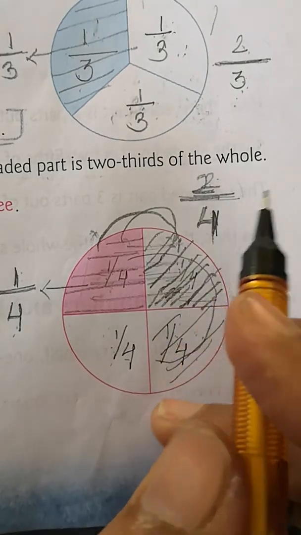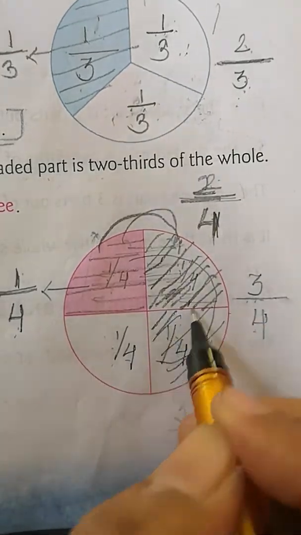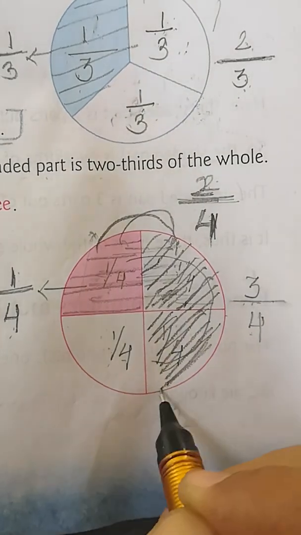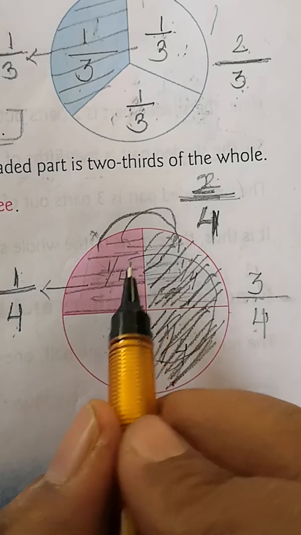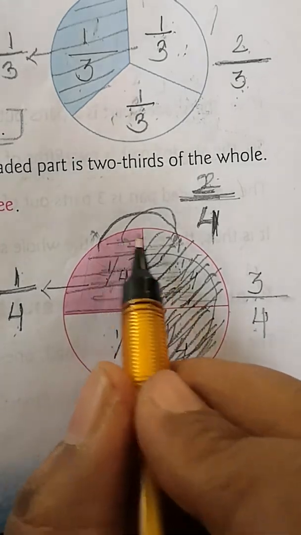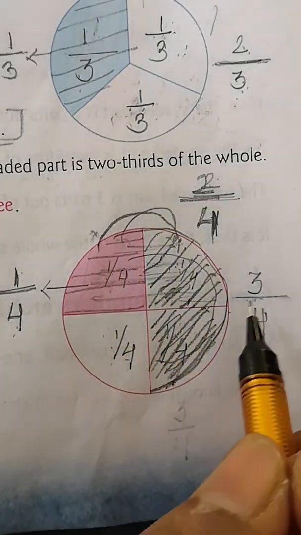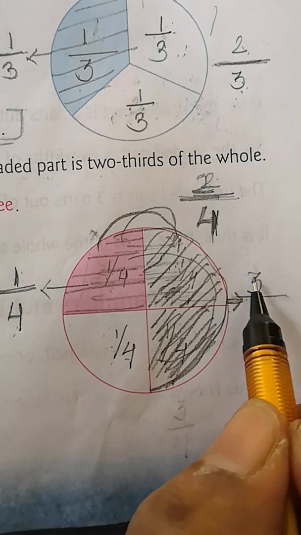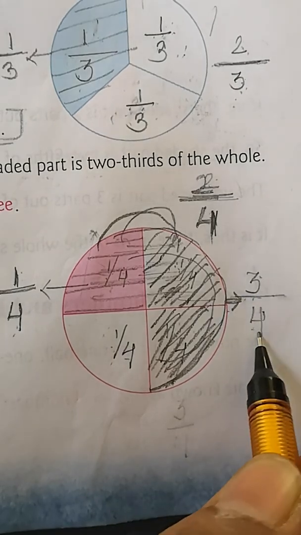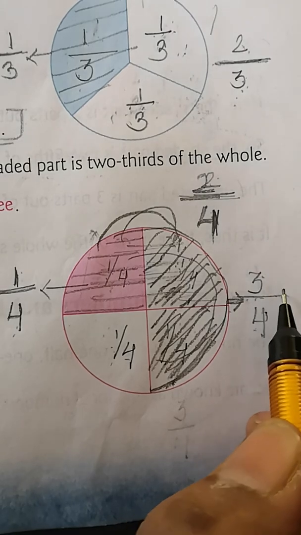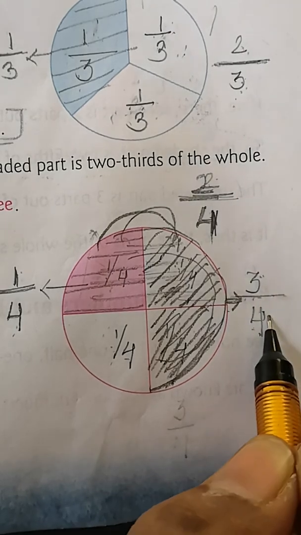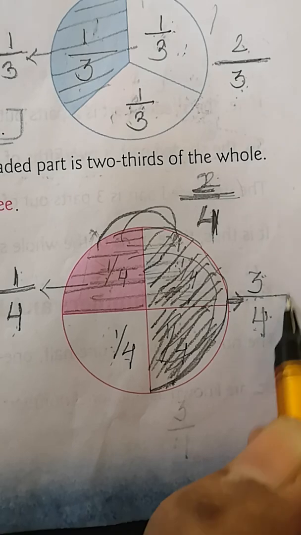The same way, if we shade one more part of these 4 equal parts, means how many parts are shaded here? 1, 2, 3. So these 3 shaded parts are representing the fraction 3/4. And we read it as three fourths.